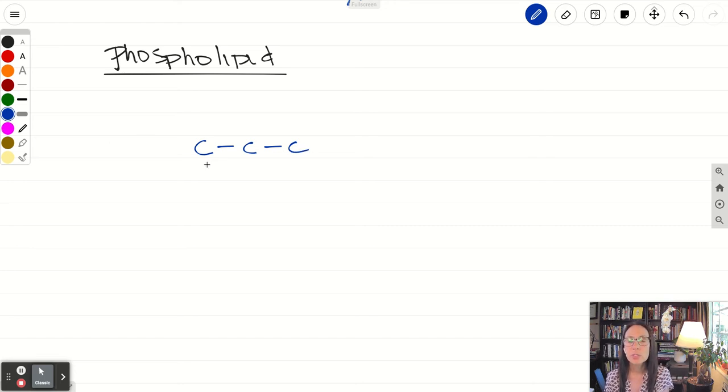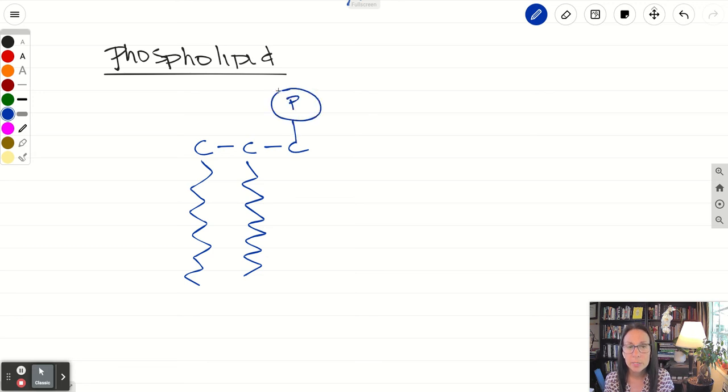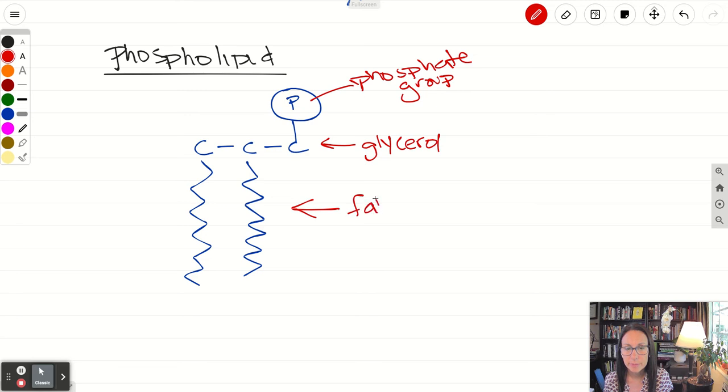Then it only has 2 fatty acid tails. So I'm going to draw the fatty acid tails like this. Okay, so it only has 2 because on the 3rd carbon, there is what we call a phosphate group. And I'm just going to draw it with a P and a circle around it. Okay, this is a phosphate group. This is the glycerol. And these are the fatty acid tails.